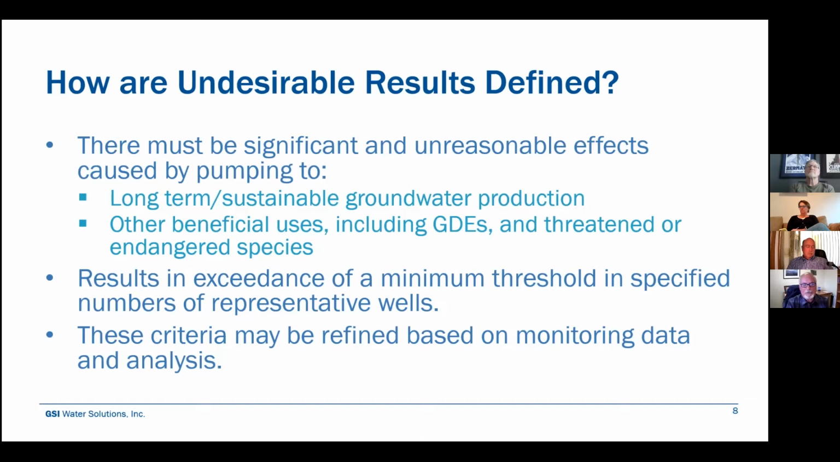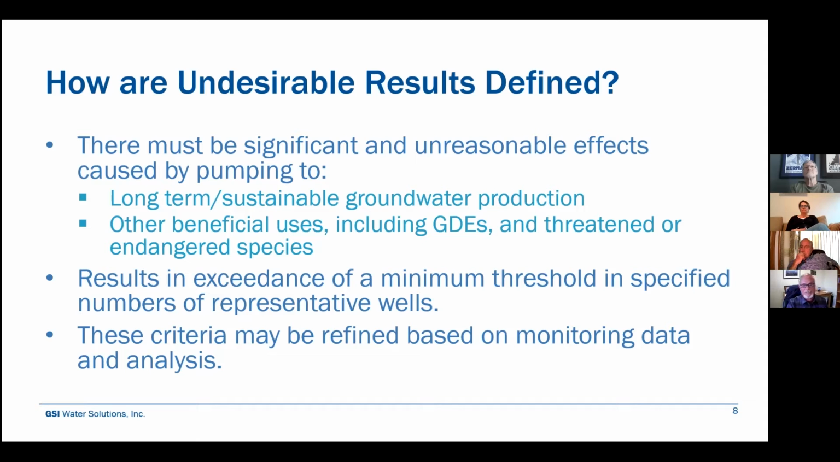We define an undesirable result if we see an exceedance of these minimum thresholds that we've specified for sustainability. DWR expects us to establish the line between sustainable and unsustainable when we have undesirable results. And we establish those at a number of what we call representative monitoring sites or representative wells that we're picking throughout the basin, both for the alluvial aquifer, for the Saugus Formation, and also for areas where we have GDEs. We want to do special monitoring for those.